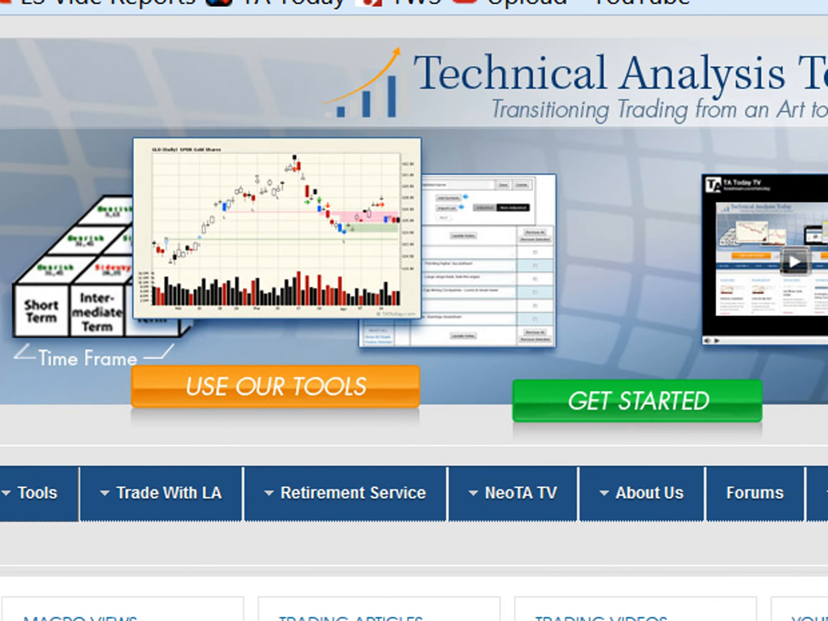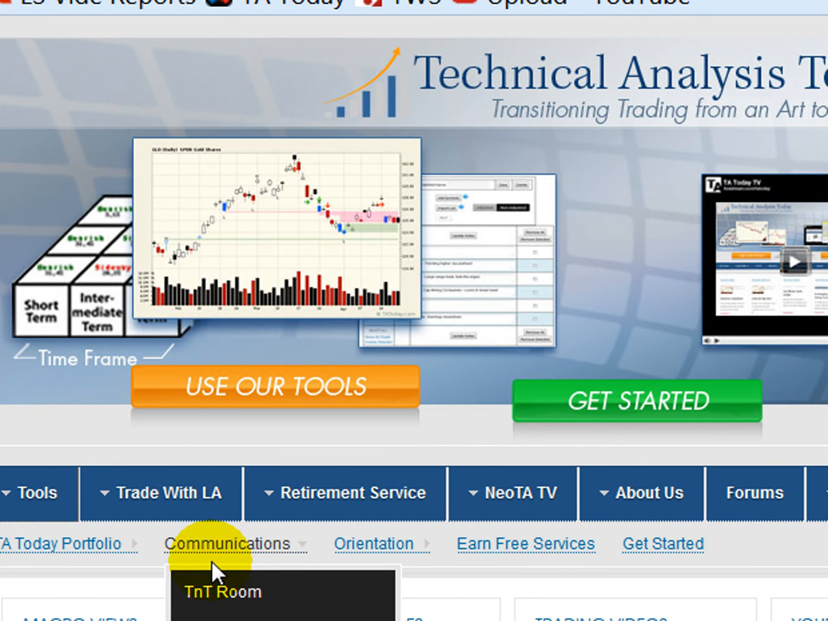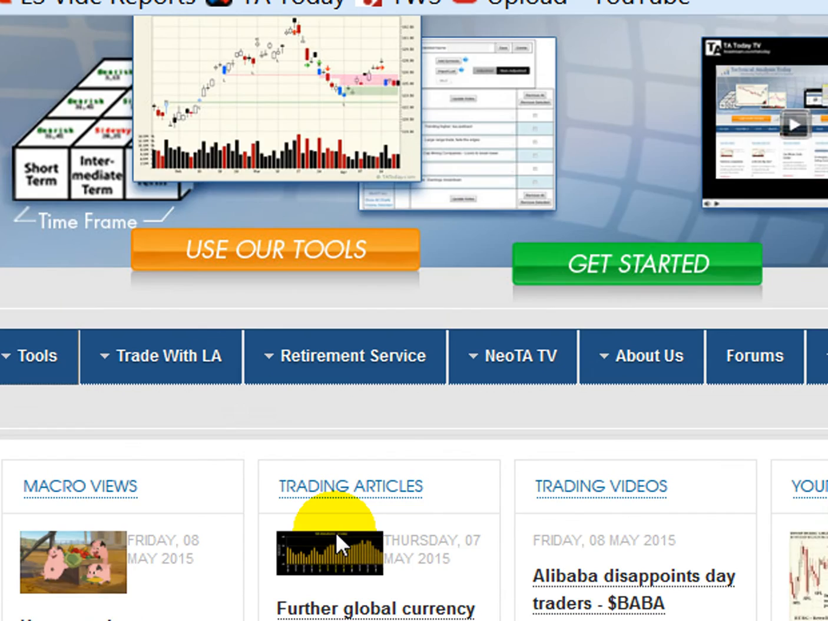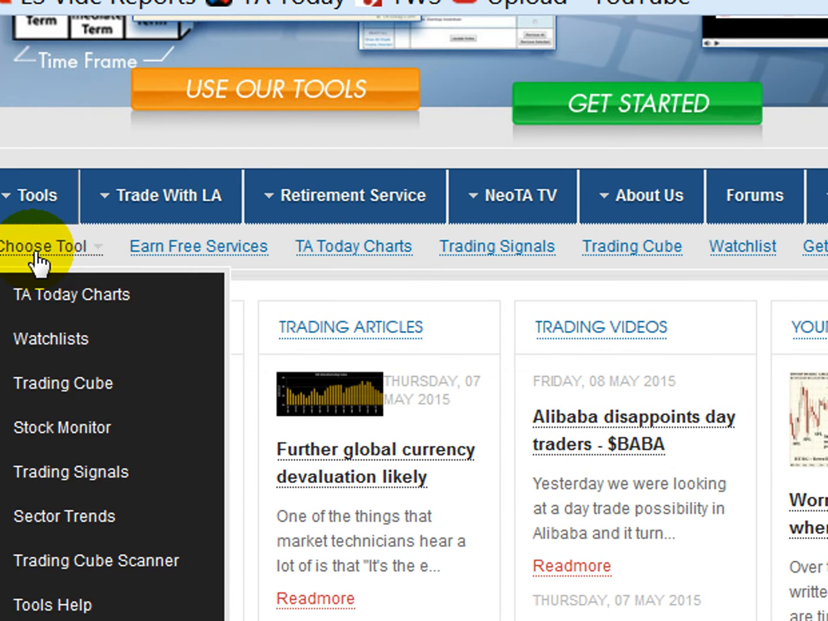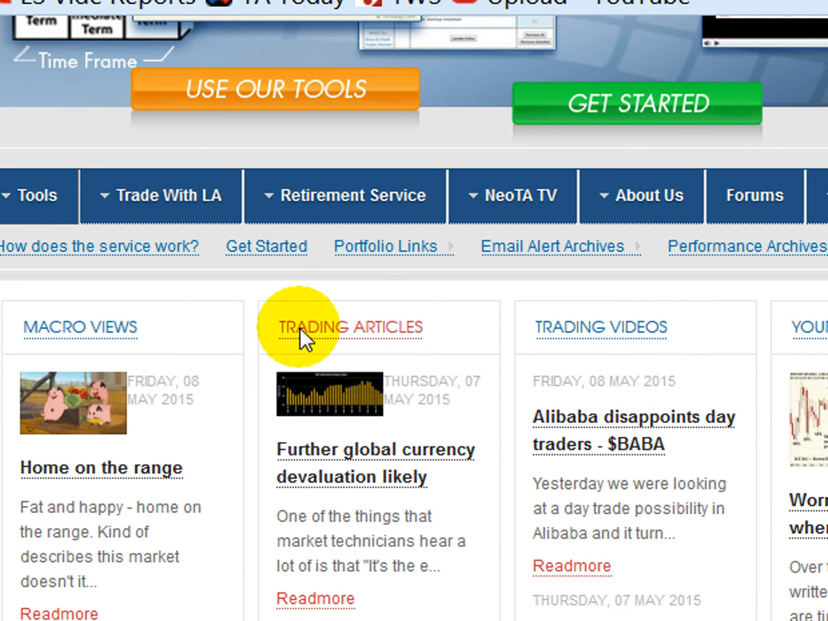But essentially what I want to do is quickly give you a view of what's in the TA Today toolset, both in terms of services and in terms of tools, and to give you an overview and orientation about the site. There's kind of three main areas: the tools, the Trade with LA, and retirement services. Now if you're not logged in, you're going to see a subset of these. If you're logged in, then you of course see everything.